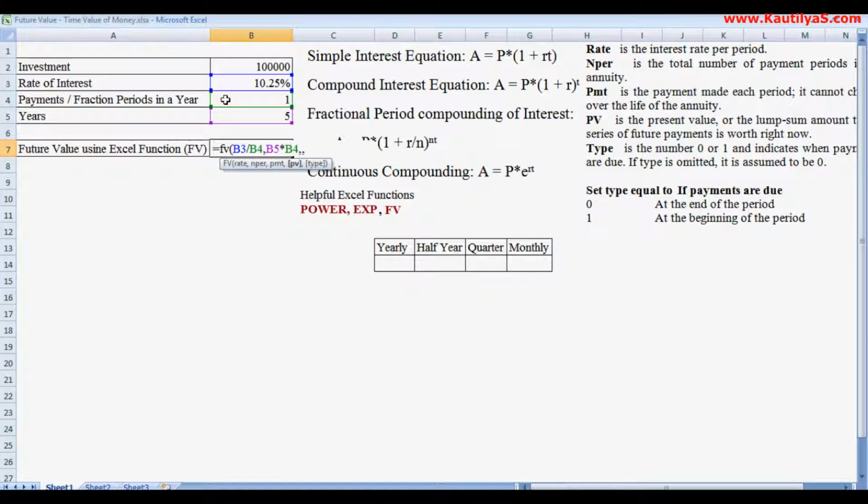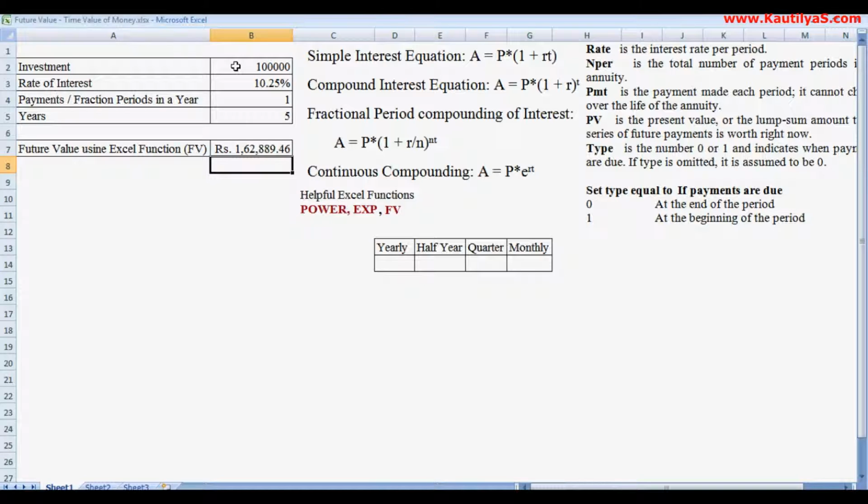And PV is the present value, in the sense what is the amount that we are investing now. So how much amount are we investing now? We are investing 1 lakh. Investing is an outflow, so we indicate that by putting a minus sign: minus 1 lakh is our investment, and click enter.